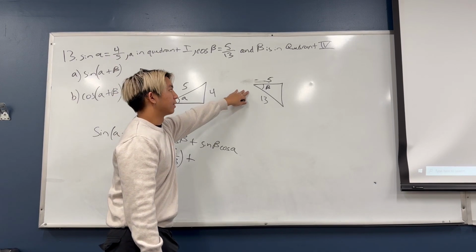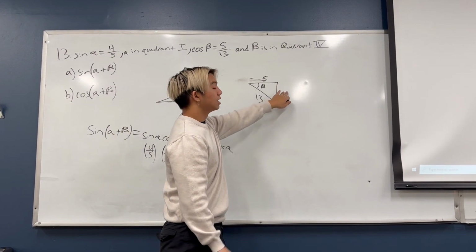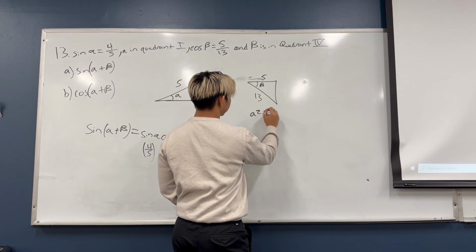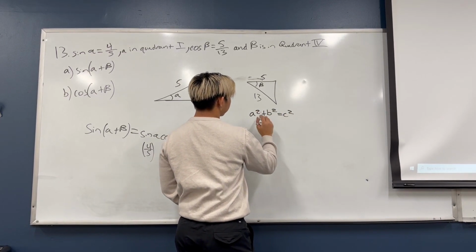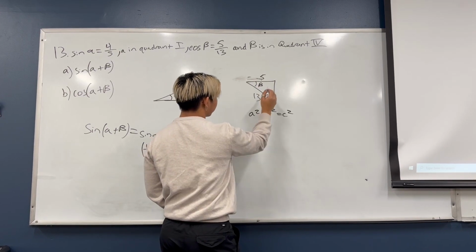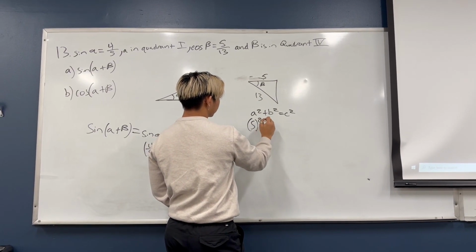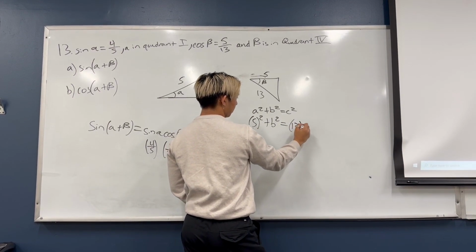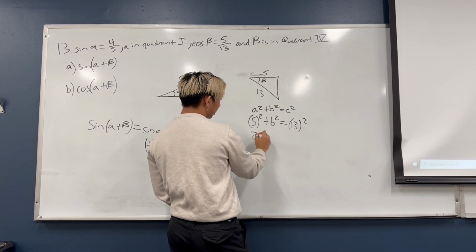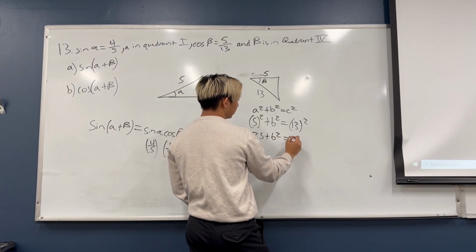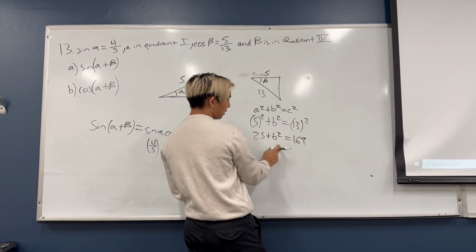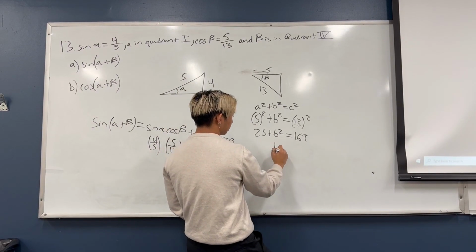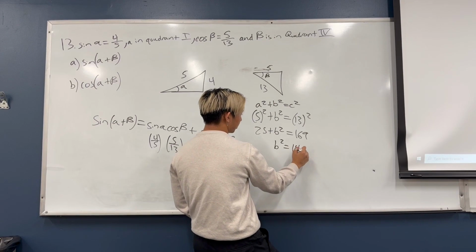So we don't have this yet, so we need to find this opposite side. How do we do that? Pythagorean theorem: a squared plus b squared equals c squared. Let's start with 5 here, so 5 squared plus b squared is equal to 13 squared. This becomes 25 plus b squared equals 169. I'm going to isolate the b squared by subtracting the 25 from both sides. It becomes b squared equals 144.